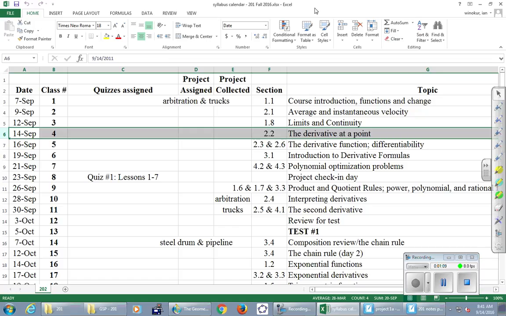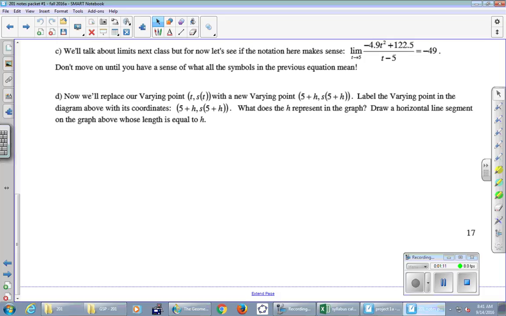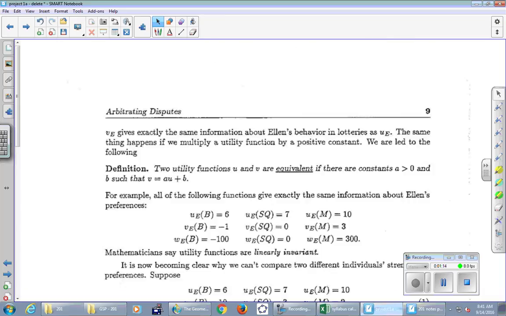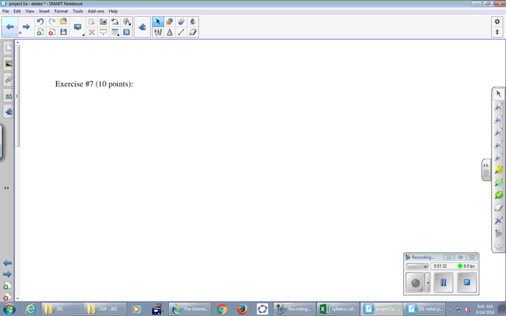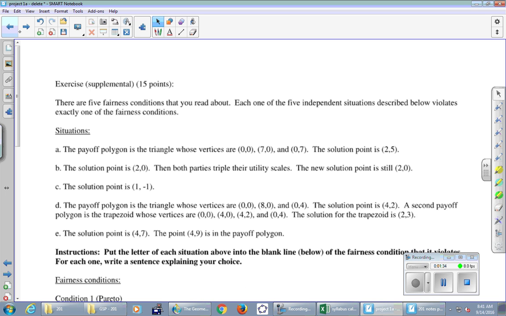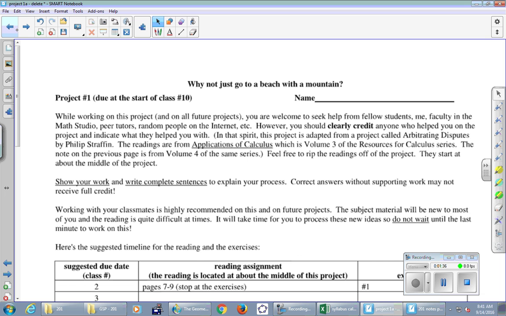Before we jump in, and again, we are on page 17, so get your big packets open to 17. I just want to spend a couple of minutes talking about the arbitration project. This is the first project. You might want to take the project out if you happen to have it handy. We're going to jump in on page 9 of the reading. The page number is on the top right. So the project number 1, if you have it handy, go ahead and take it out. It's okay if you don't have it with you. And we're starting on page 9 of the reading.